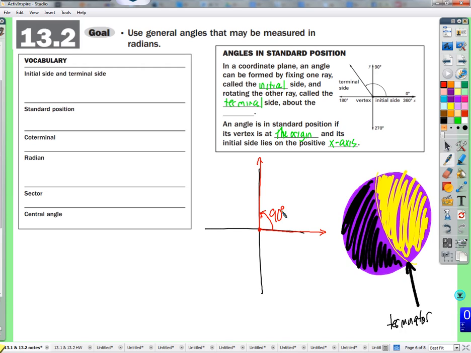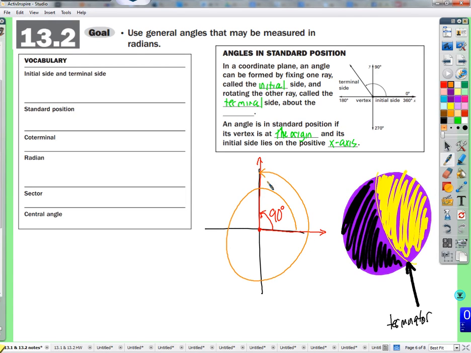Now, if an angle is coterminal with this angle, it starts its initial side at the same place. Well, all angles in standard position start their initial side at the same place. Its terminal side is in the same place, but it's not necessarily the same size. Okay, so let me show you.